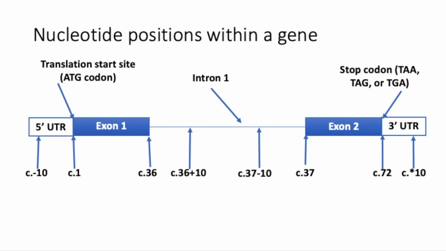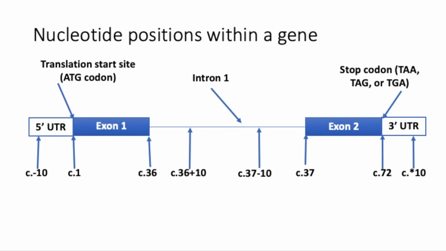For example, c.36+10 describes a variant in intron 1, 10 nucleotides downstream of the end of exon 1, which is named c.36. c.37-10 describes a variant in intron 1, 10 nucleotides upstream of the beginning of exon 2, which is named c.37.